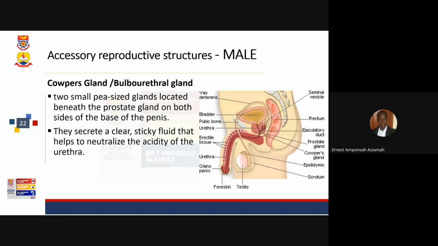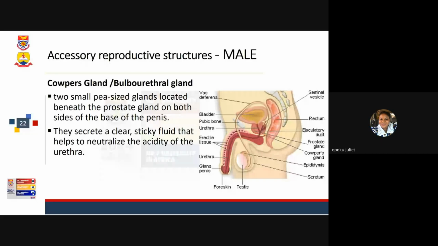Okay, let me finish the male reproductive system, then we can bring up our questions. I'm not the only one asking questions, even the ladies are asking. No, I want us to finish the male reproductive system, then we ask questions, then I'll go to the female reproductive system. Please write your questions down.